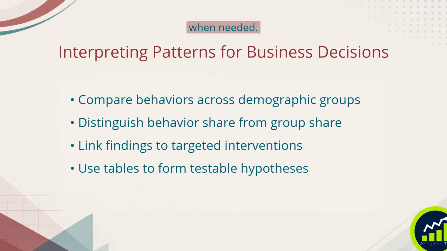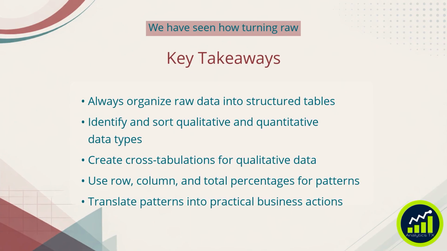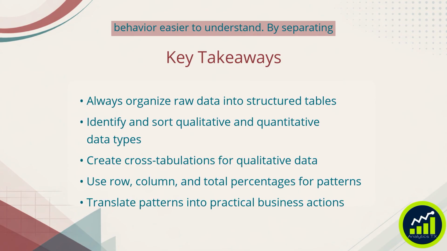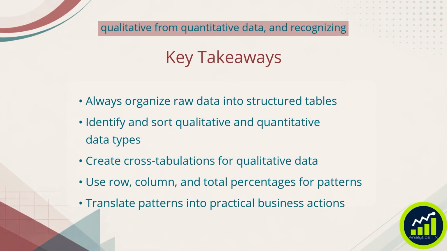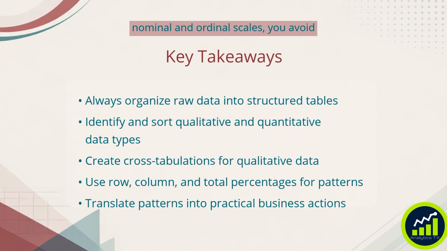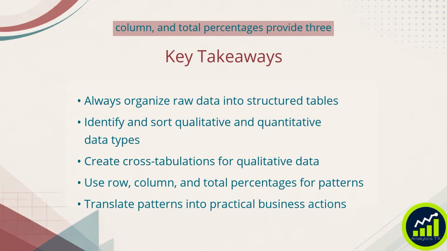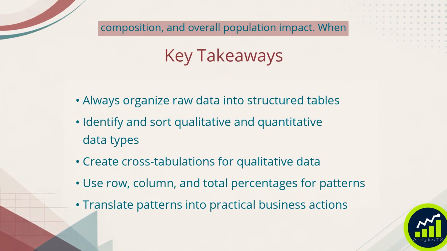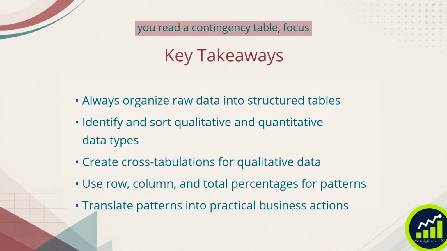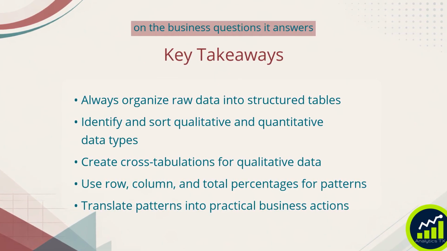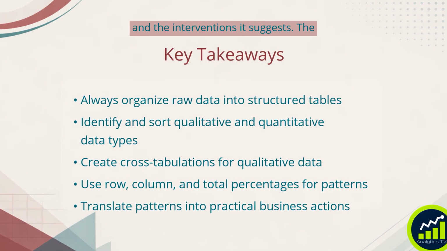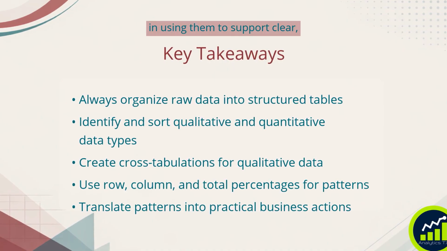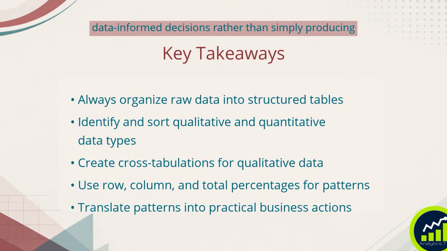statistical methods when needed. We have seen how turning raw data into organized tables makes complex behavior easier to understand. By separating qualitative from quantitative data and recognizing nominal and ordinal scales, you avoid misinterpreting what numbers really mean. Row, column, and total percentages provide three complementary views: within group behavior, group composition, and overall population impact. When you read a contingency table, focus on the business questions it answers and the interventions it suggests. The real power of these tools lies in using them to support clear, data-informed decisions, rather than simply producing more calculations.